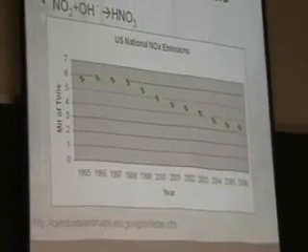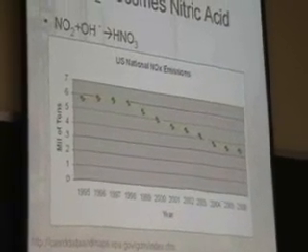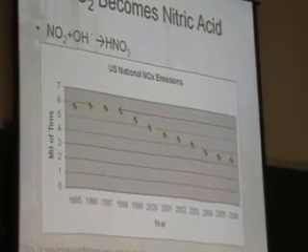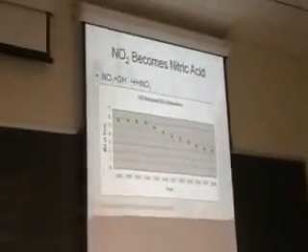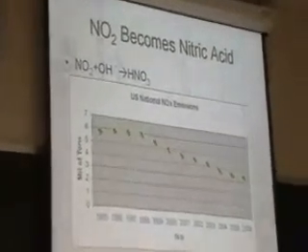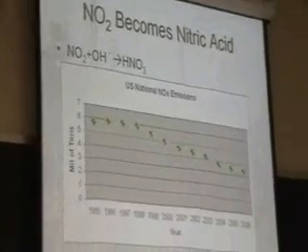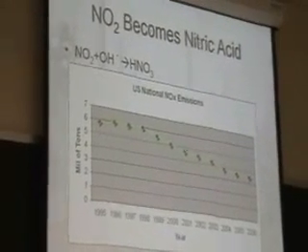And how NO2 becomes nitric acid. NO2, which is a gas from power plants, reacts with hydroxyl radicals to become nitric acid. And this is a picture of the U.S. national NOx emissions. And also, you see that it's been reduced a lot since '95. I don't think they really kept data before the early '90s, but I know the U.S. has phase-out goals that they have to meet in terms of NOx.